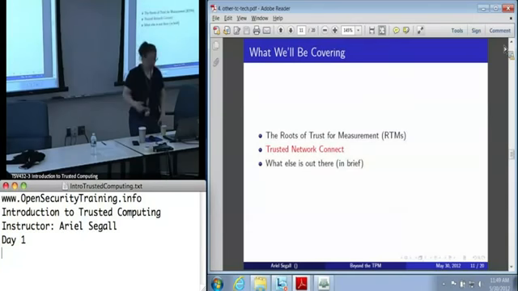So, those are the roots of trust for measurement. Any questions on those before we move on?